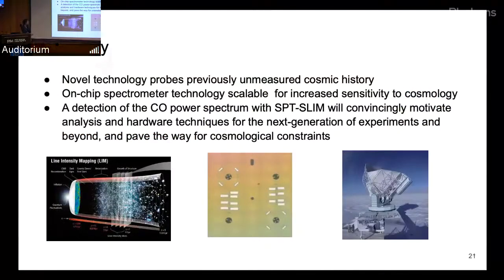So in summary, I'm really interested in this novel technology that's going to be probing previously unmeasured parts of cosmic history. This on-chip spectrometer technology is scalable for increased sensitivity to cosmology. And a detection of the CO power spectrum with SPT-SLIM will convincingly motivate analysis and hardware choices for the next generation of experiments and beyond, and paves the way for, hopefully, cosmological constraints.